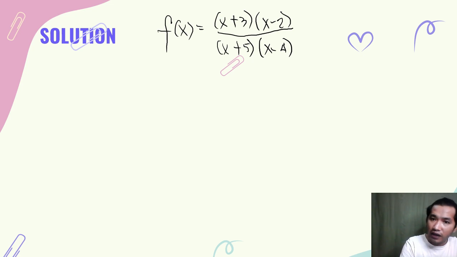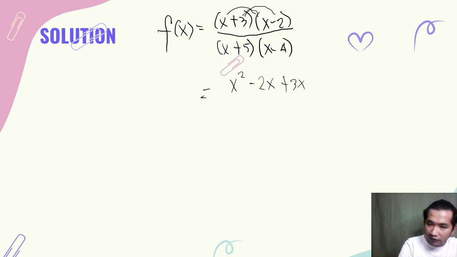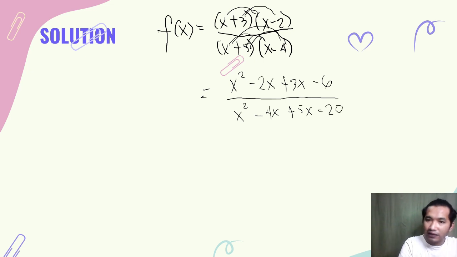Okay, let's simplify it first. x multiplied by x is equal to x squared. x multiplied by negative 2 is negative 2x. 3 multiplied by x is positive 3x. And 3 multiplied by negative 2 is negative 6. All over x multiplied by x is x squared. x multiplied by negative 4 is negative 4x. 5 multiplied by x is positive 5x. And 5 multiplied by negative 4 is negative 20.